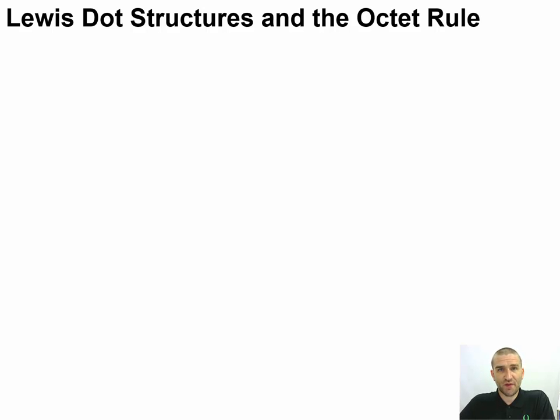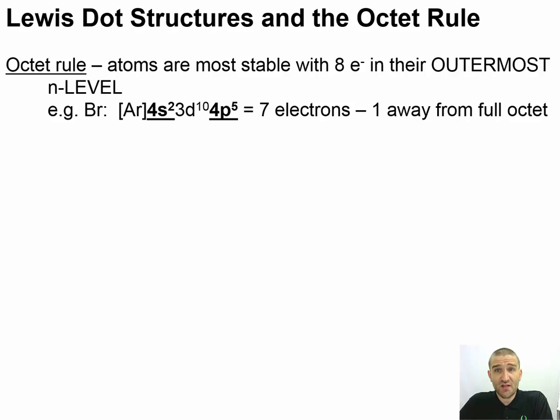When we learn about quantum numbers, we learn that atoms are going to be particularly stable when they have 8 electrons in their outermost n level. So in their, for example, 4s and 4p, they get the stability when they look like the noble gas because they have 8 electrons.